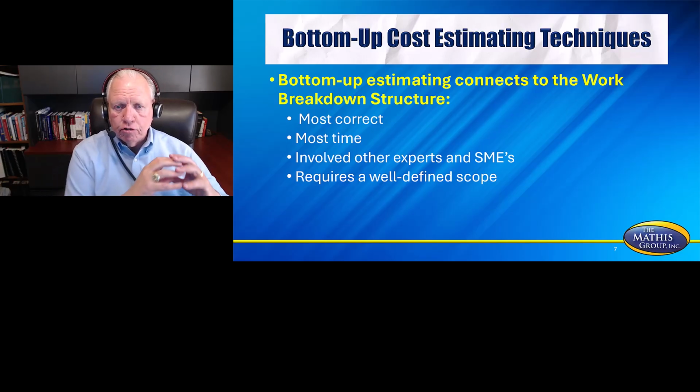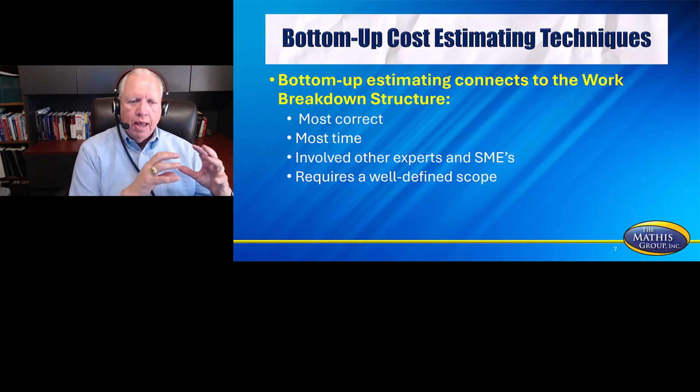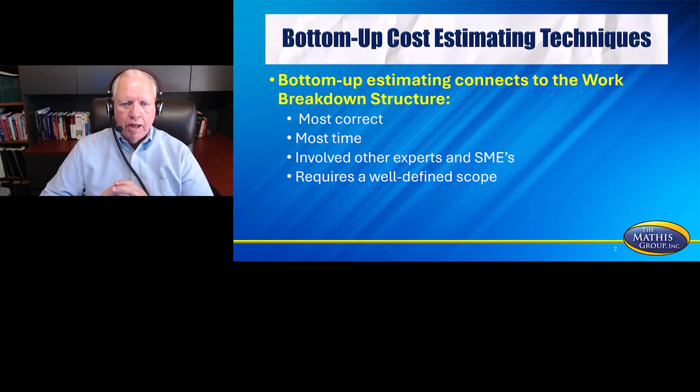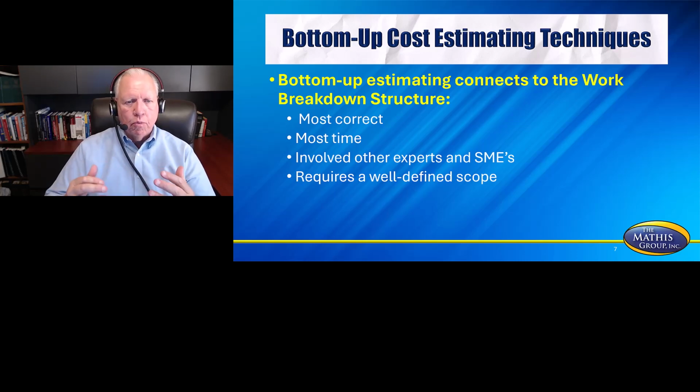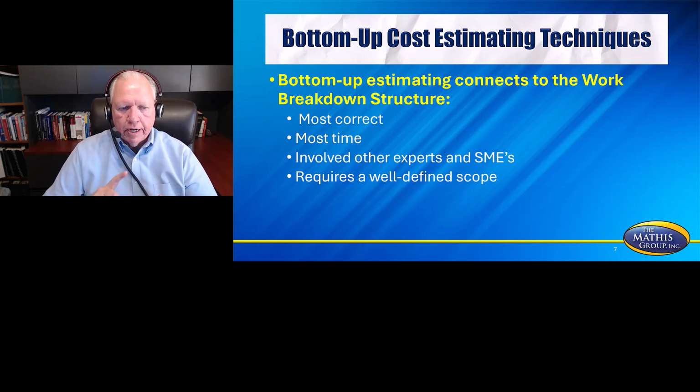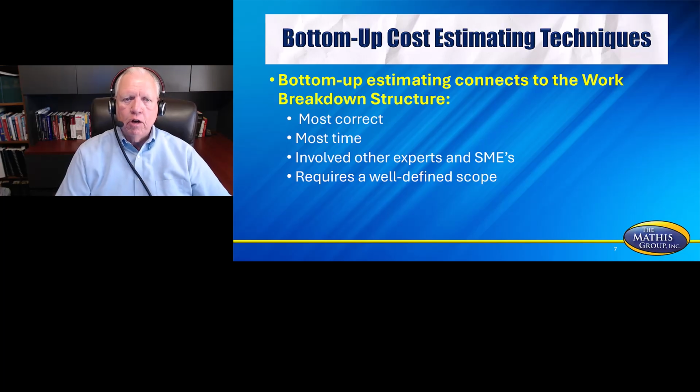Now, your work package is the smallest level of the WBS, but if I take a work package and bring it out here on my desktop, I can break that work package down into activities. But I've got an estimate per work package. That's called bottom up. It's the most correct. It takes the most time, though, is the negative, and it involves other experts and subject matter experts to tell me how much that work package is going to cost, and it requires a well-defined scope because the WBS is built off of that scope. So if the scope is real loose, then of course your work package would be real loose.